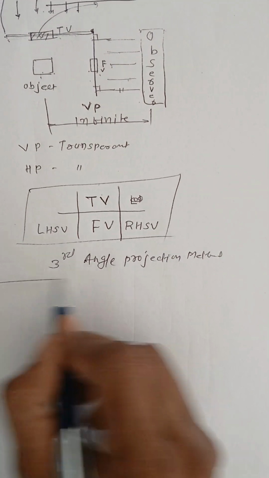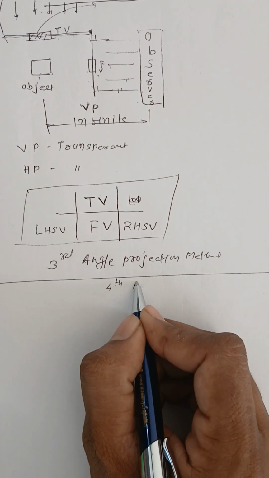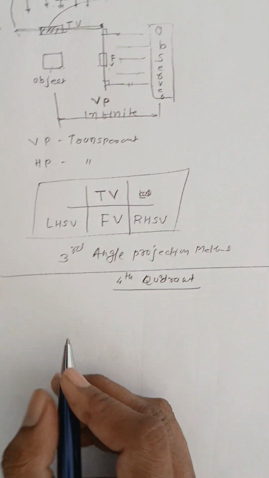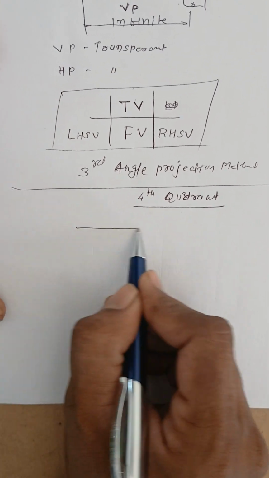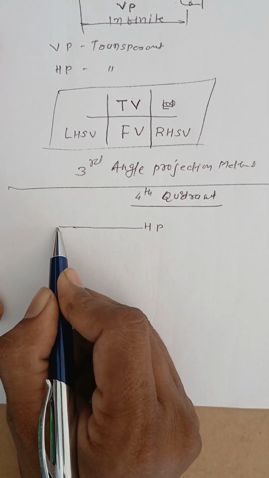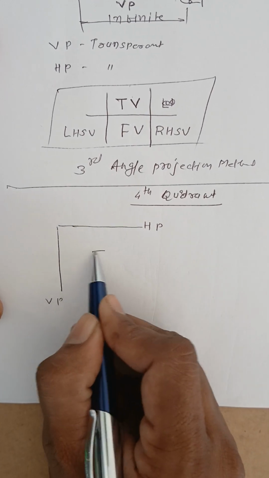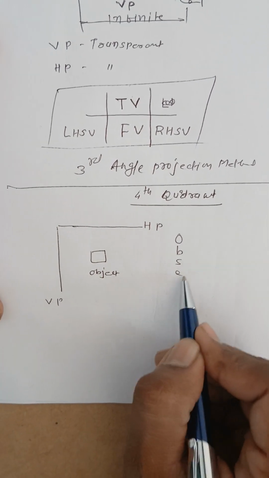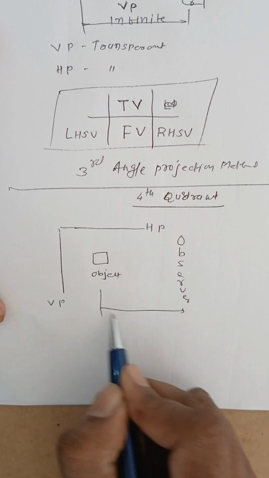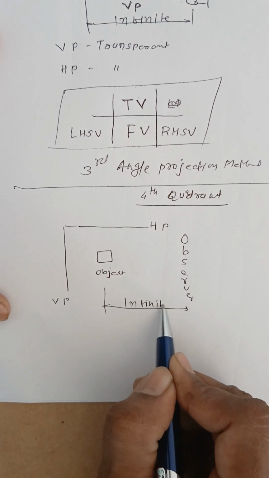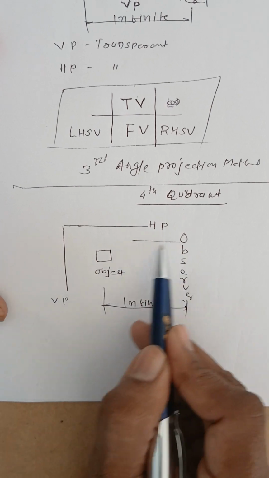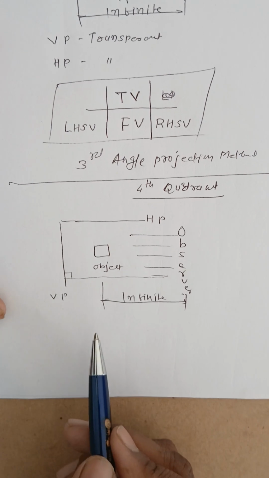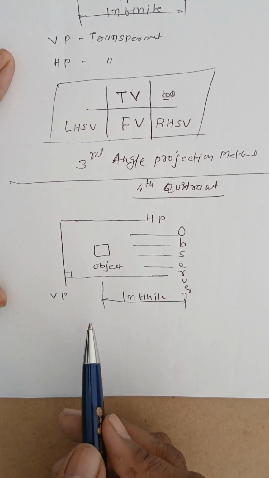Moving ahead towards the fourth quadrant. Object is now in fourth quadrant. Right? Fourth quadrant means object is below horizontal plane and in front of vertical plane. This is my object. Observer will be at infinite distance from the object. This distance is infinite. Rays from the observer are parallel with each other and they are perpendicular to the plane of projection. Hence this is known as orthographic projection.